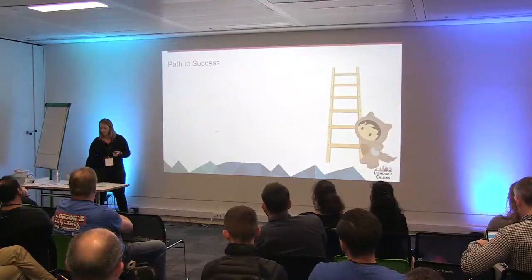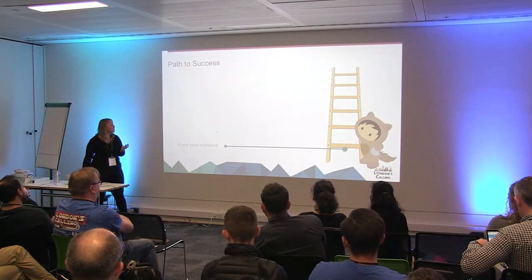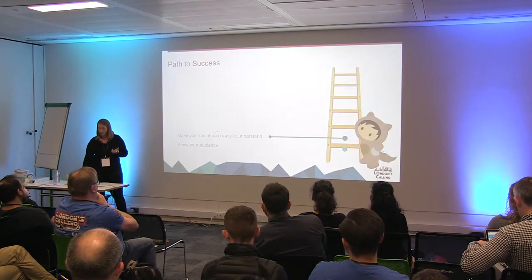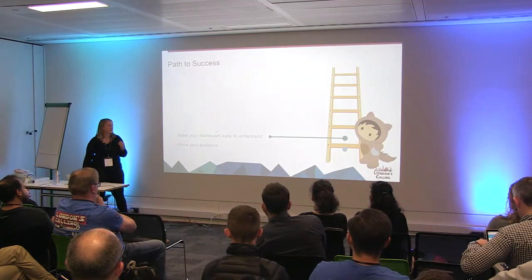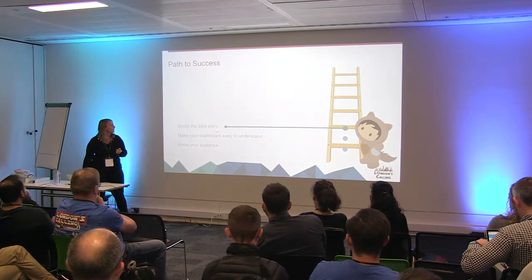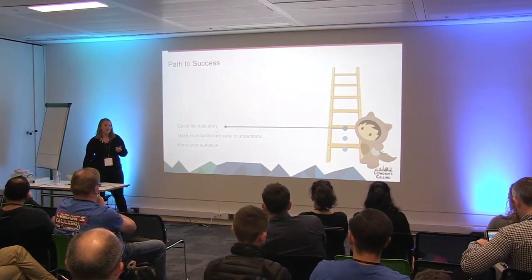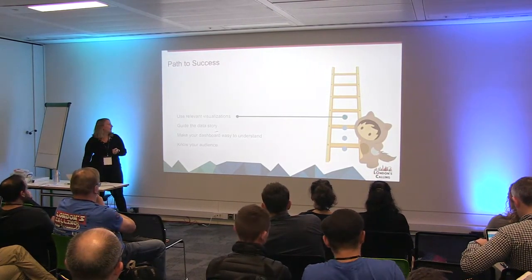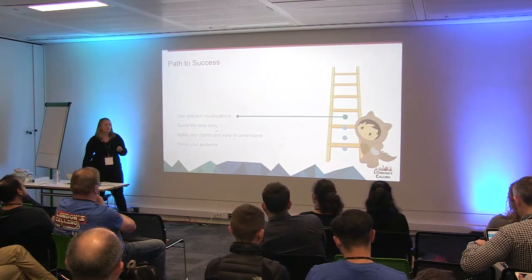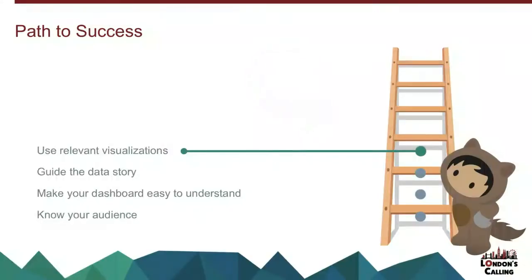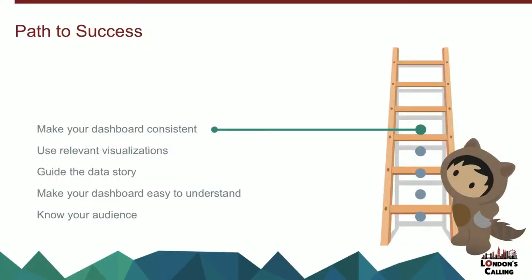There we go. So some of the things that we covered today in order to make your own Genius dashboard: first, to know your audience. The second thing was to make sure that your dashboards are easy to understand. Then we talked about how to guide the data story, and then talked about using relevant visualizations. Make sure your dashboard is consistent.